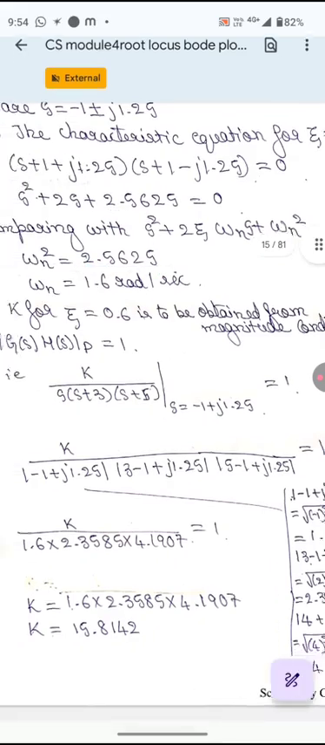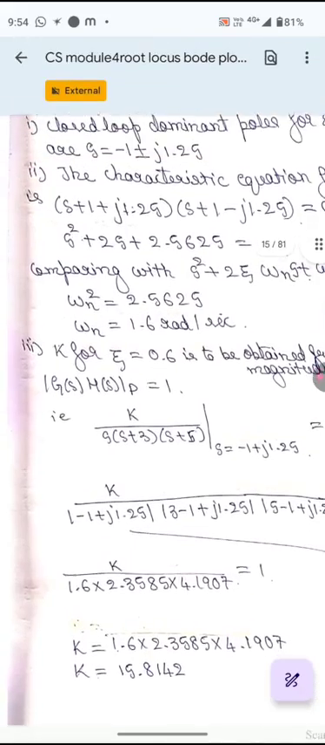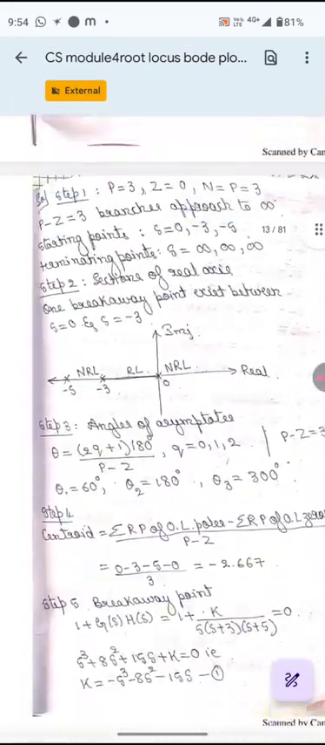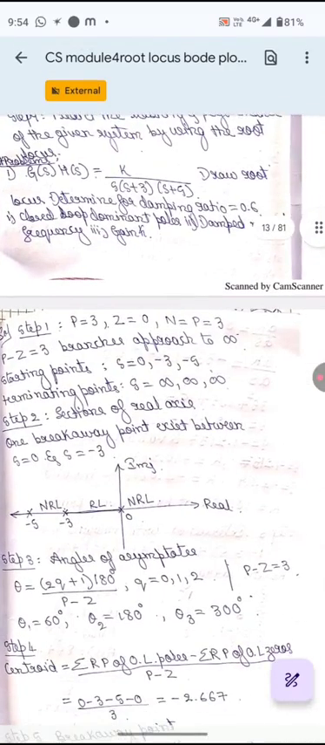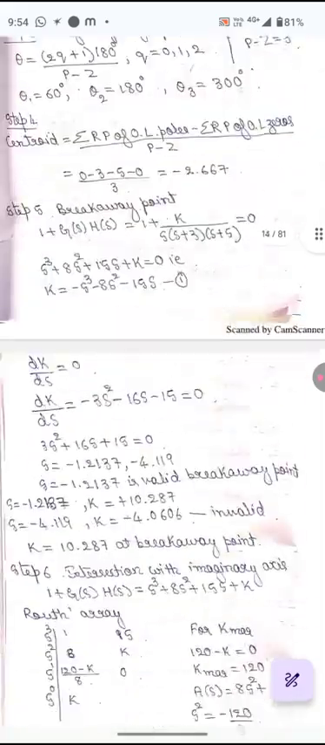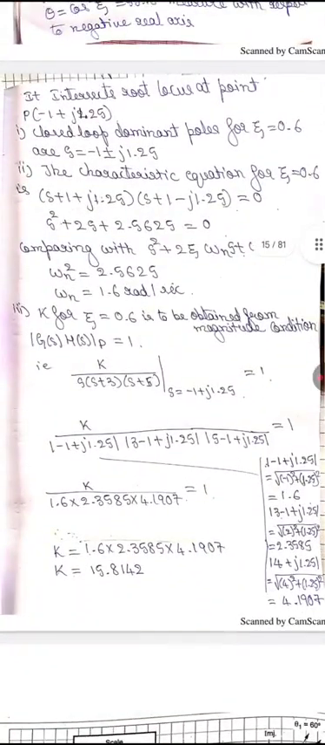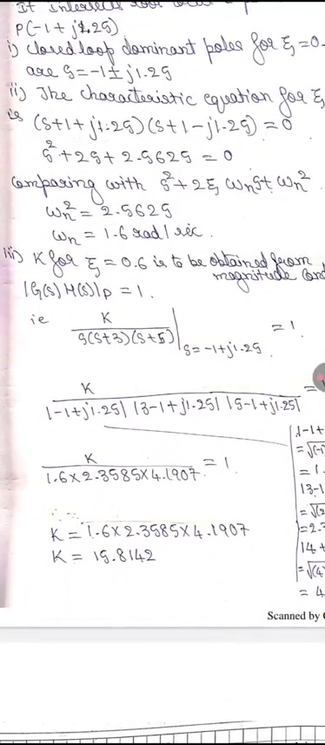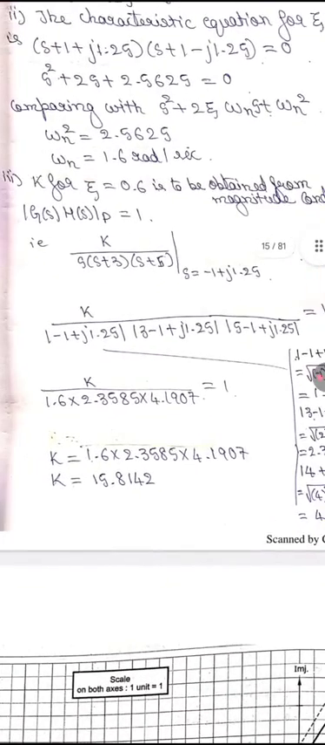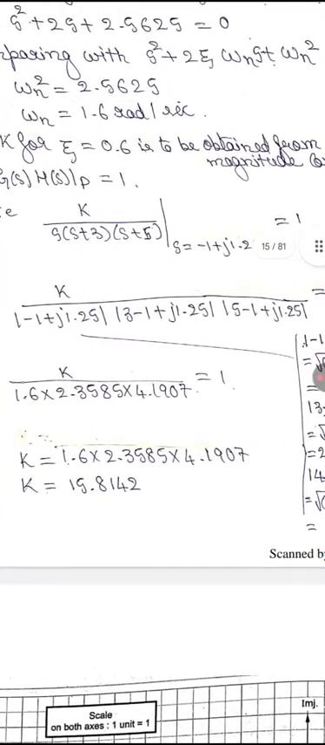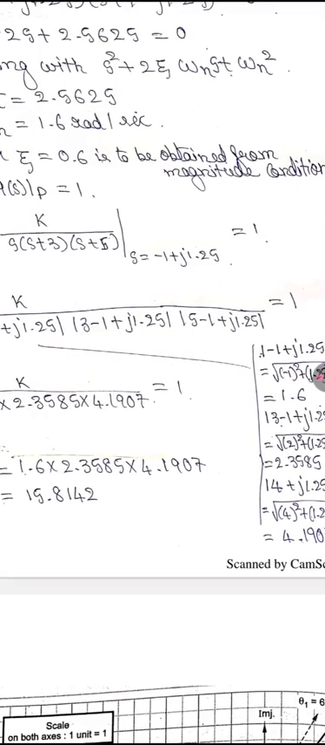So now we got the characteristic equation. What they have asked in the second case: first is dominant poles, second is damped natural frequency, that is omega value. Next we need to find out the gain k. Omega damped natural frequency we have found out. K for zeta equal to 0.6 is to be obtained from the magnitude condition, that is magnitude of G(s)H(s) at P equal to 1. We know the value of coordinates of P, right? -1 plus j1.25. That value only you need to consider here.